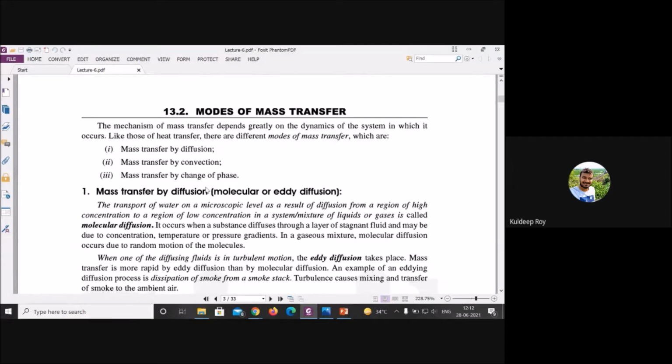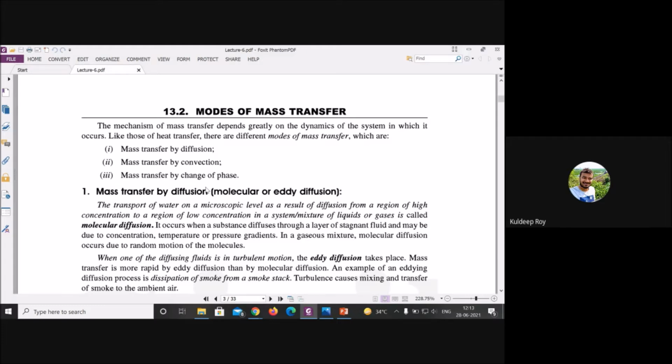As we discussed, if there is a concentration gradient, delta C, inside your liquid, it can be the driving force for mass transfer. In gases, if there is a pressure difference, or any kind of mole fraction difference, then mass transfer can exist.